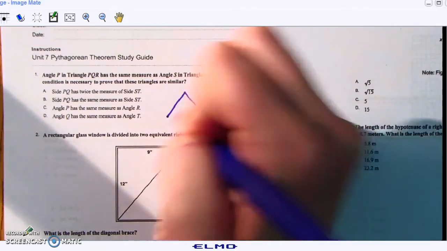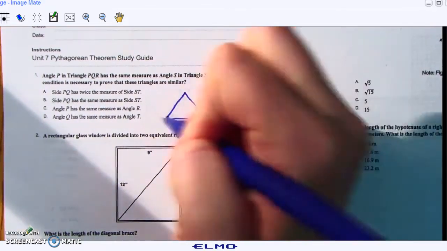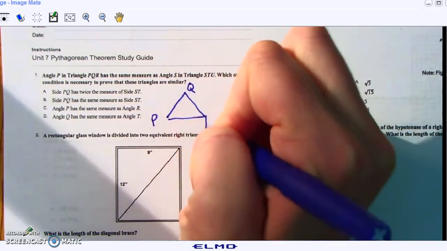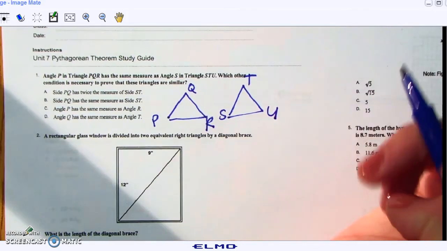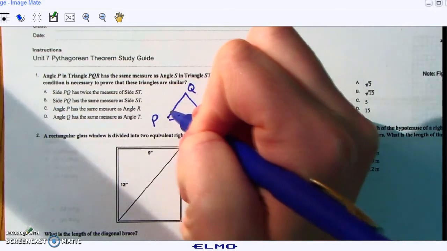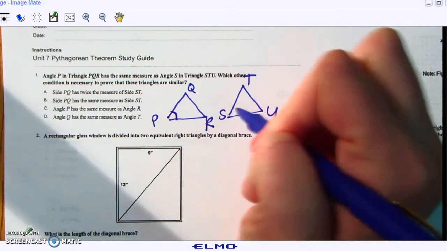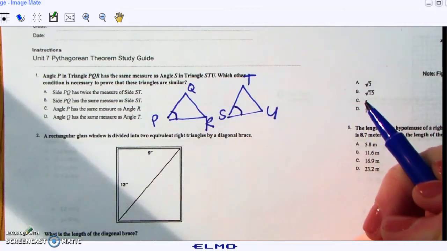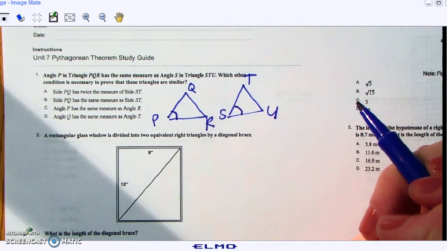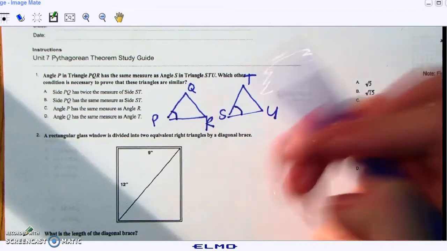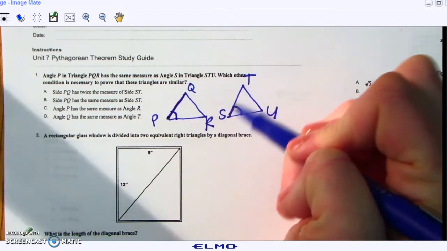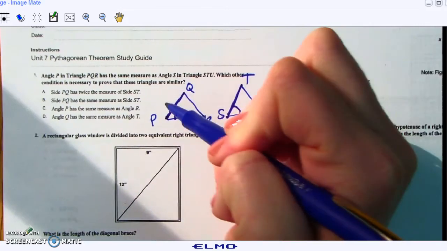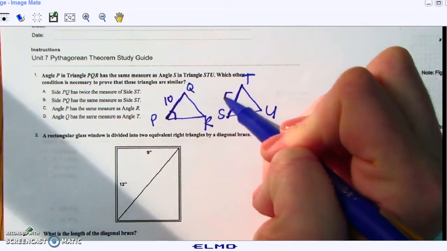I'm going to draw two triangles, PQR and STU, and it says that angle P here is the same measure as angle S. So which other condition is necessary to prove that these triangles are similar? So side PQ, this side, is twice the measure of side ST. So say this is 10 and this is 5.